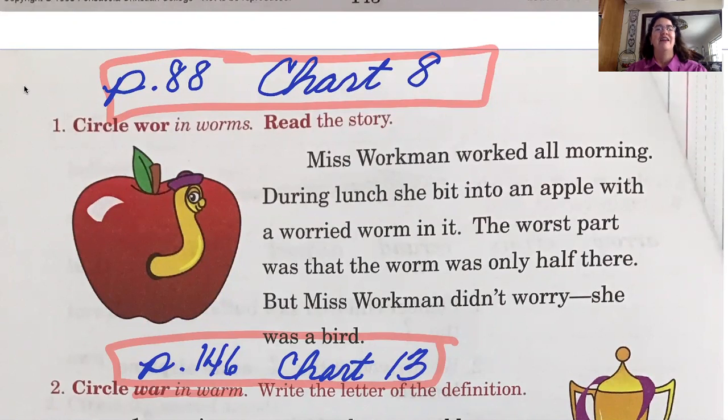Sonia! Were and Workman. Good. And Kylie. Were and worked. Excellent. Joshua?